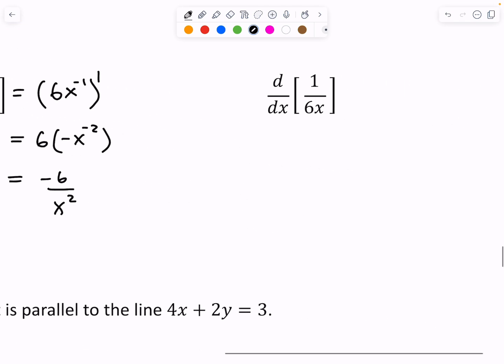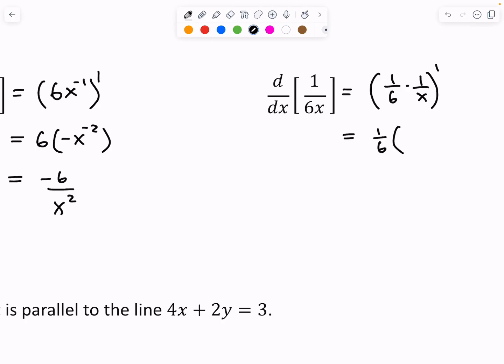In this third case, we have the 6 and the x both in the denominator. The best way to think about this is to pull this apart as 1/6 times 1 over x and differentiate that, which means I can ignore the 1/6 and rewrite the 1 over x as x to the minus 1 and find that derivative. So the 1/6 stays, and the derivative of x to the minus 1 will be negative x, and the new power will be minus 2. Simplifying that, in the end we get negative 1 over 6x squared.